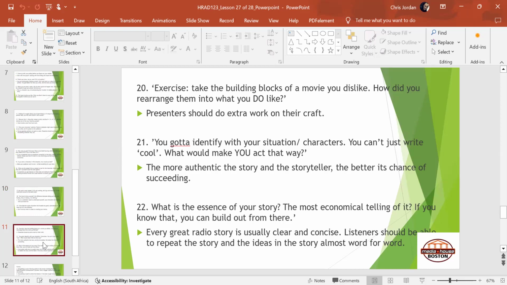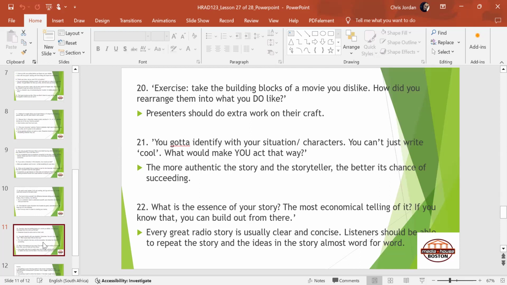Exercise. Take the building blocks of a movie that you dislike, and rearrange them into a way that you do like. So we have all, and we will constantly, watch a bad movie. Like, the trailer looked great, right? But we know exactly, first of all, it could be bad acting. Terrible, obviously, the first thing. It could be boring. The story didn't make any sense.